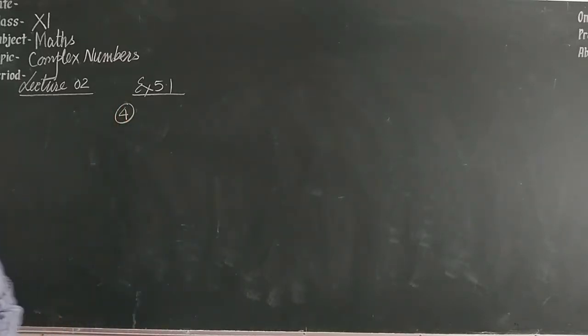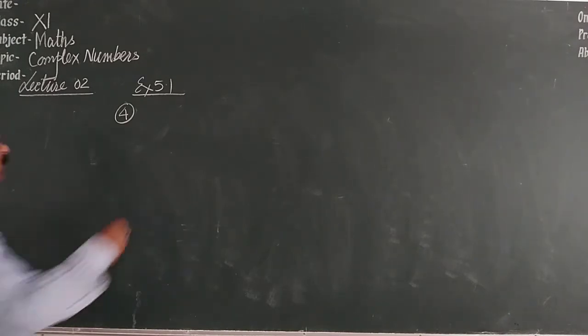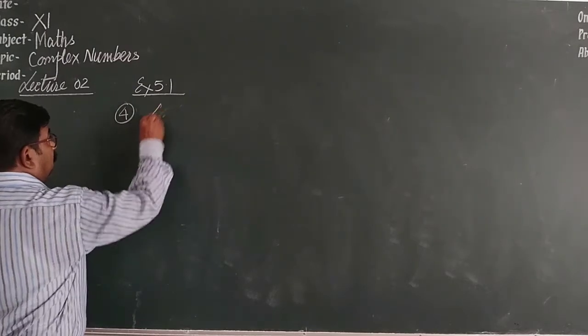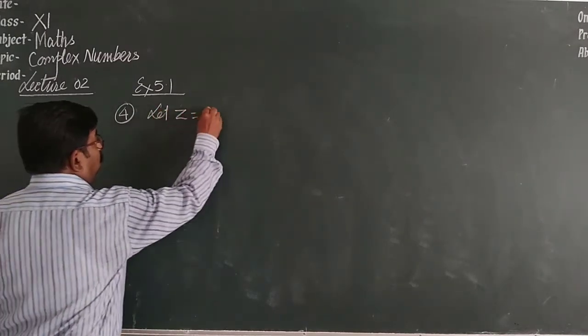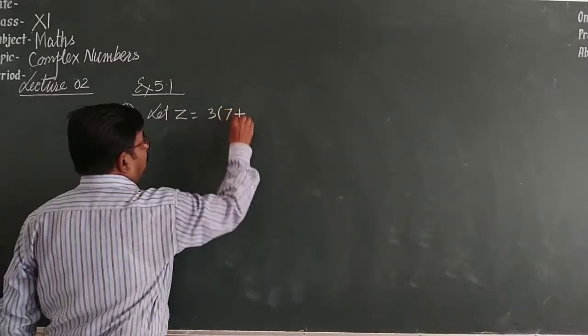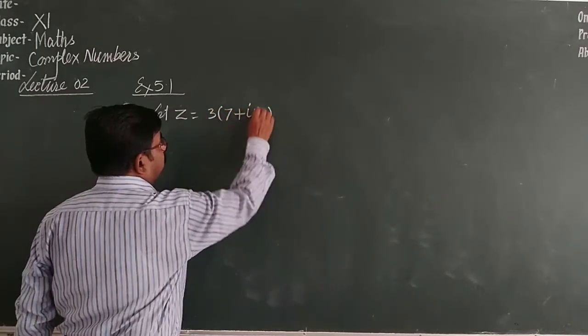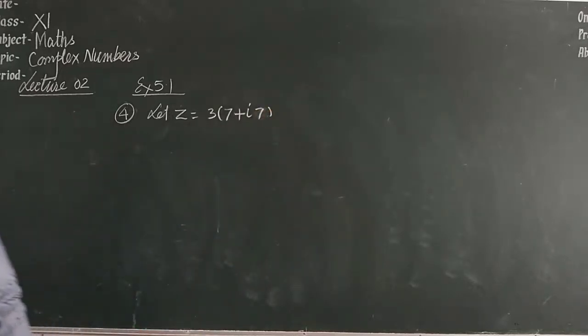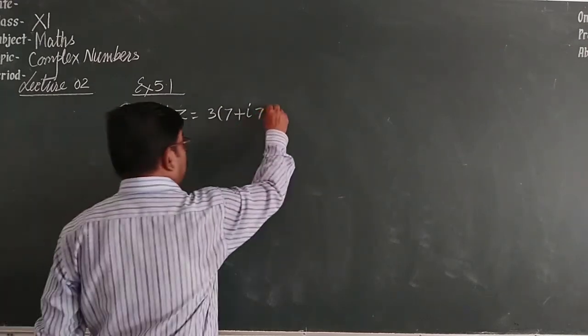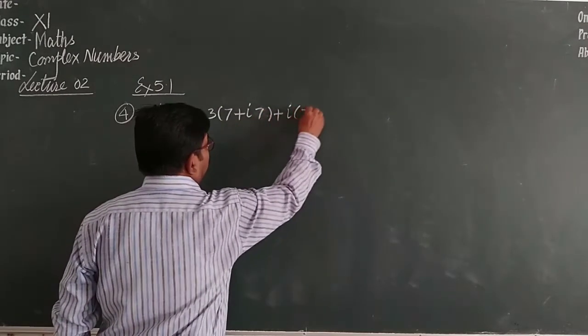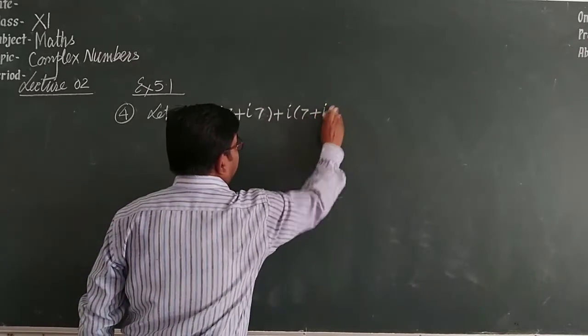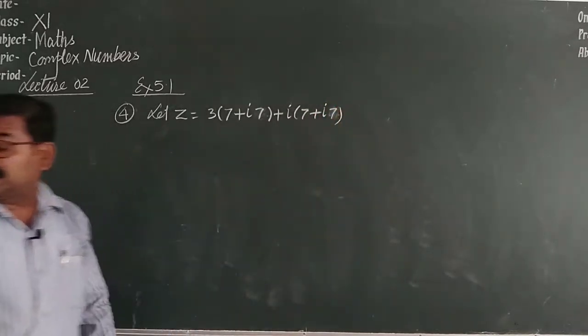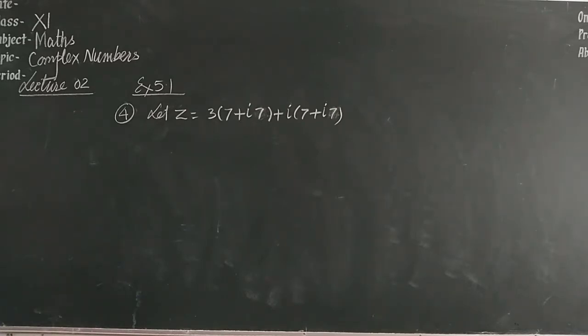Fourth question, what is given? 3 times of 7 plus i7. Let z is equal to 3 times of 7 plus i7, plus i times of 7 plus i7. See the question. The question is 3 times of 7 plus i7 plus i times of 7 plus i7.